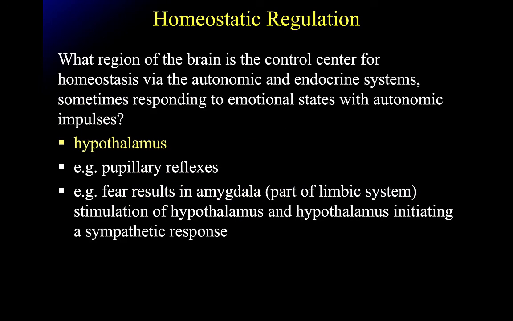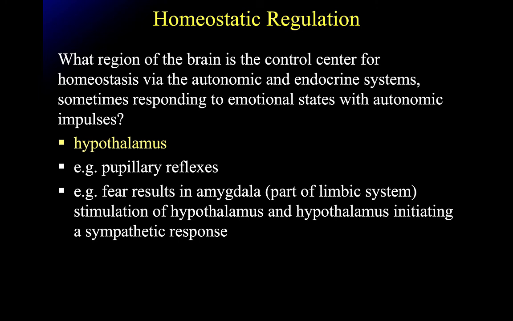So we want to think a little bit about some more complicated responses and how we regulate homeostasis, or that constant internal environment in our body. We know we're going to use the autonomic nervous system for this. So we do have a region of our brain which is a control center for homeostasis. It works using the autonomic and endocrine systems to help maintain this. And it also is sometimes responsive to emotional states, meaning that we don't always maintain homeostasis, but instead we may respond to emotional states using this region of the brain.